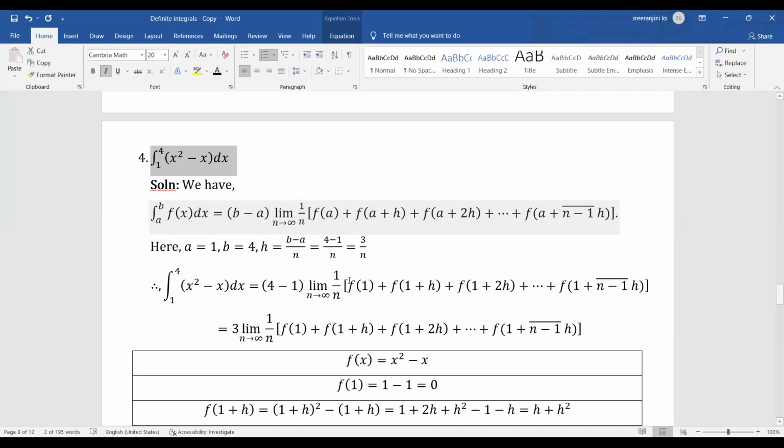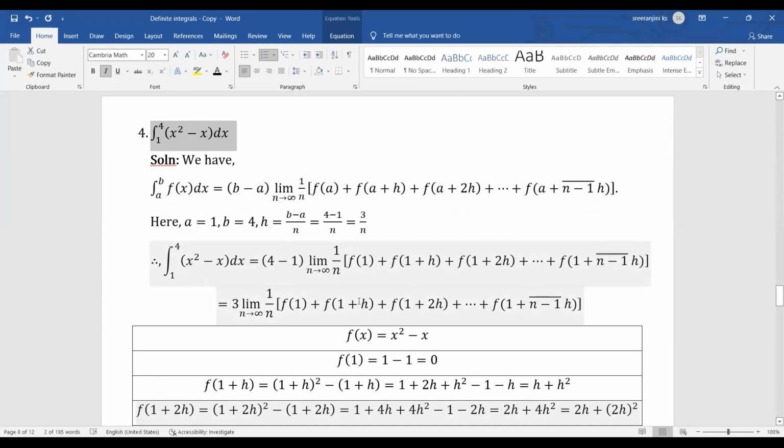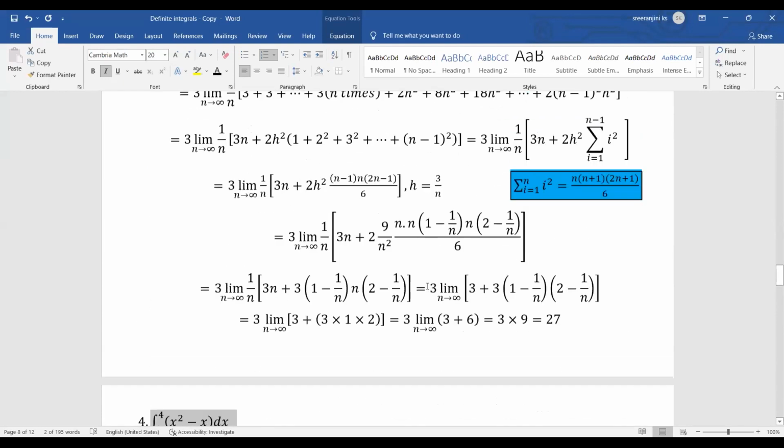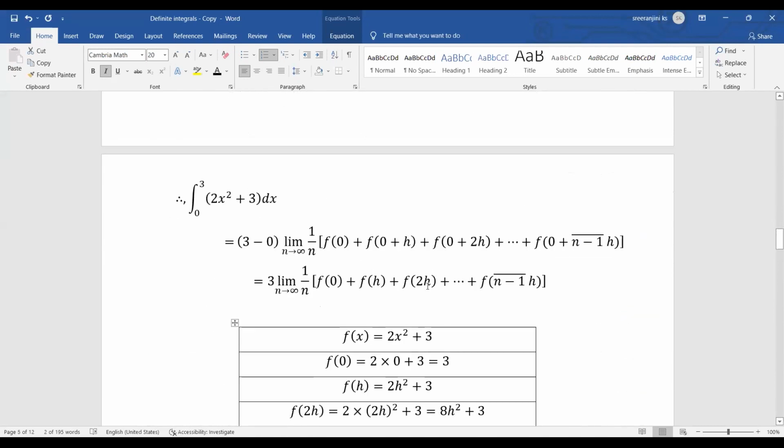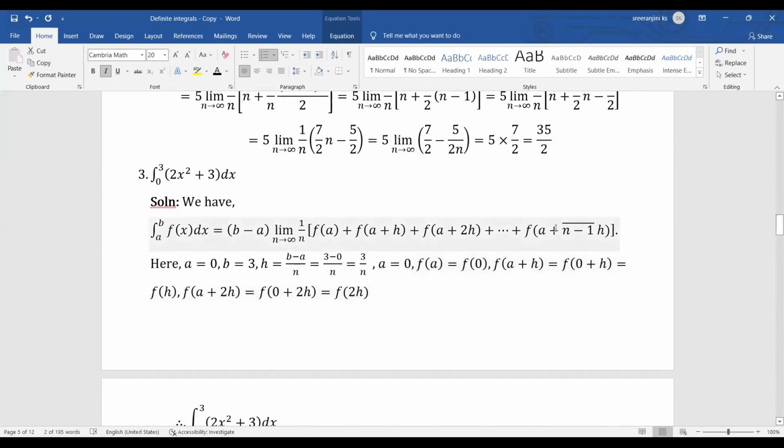Okay. Then another doubt I have, that is in the definite integral formula, in the last part, you put n minus 1 the whole bar into h. Why you put that bar?